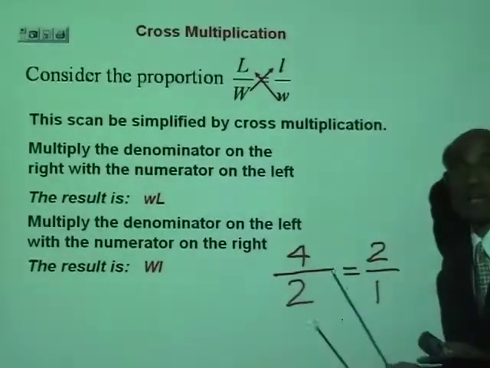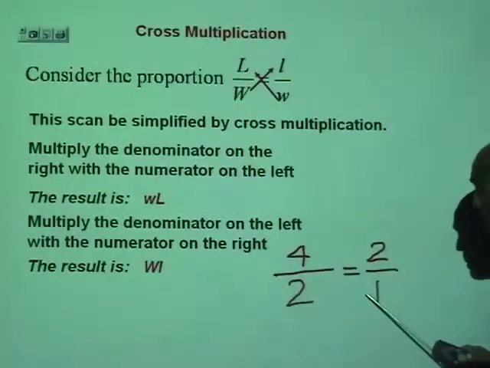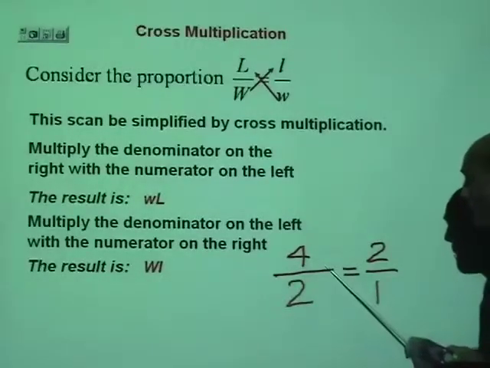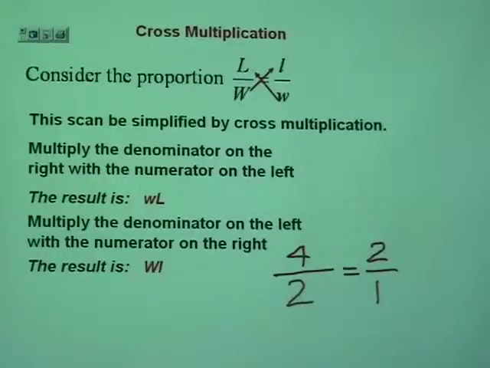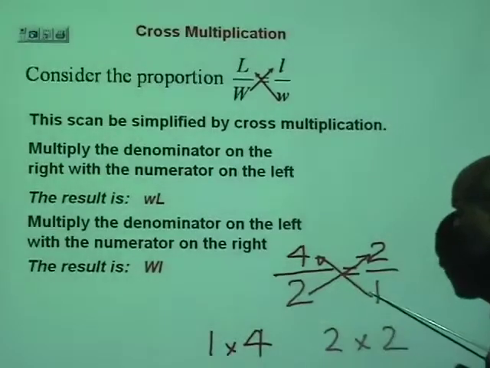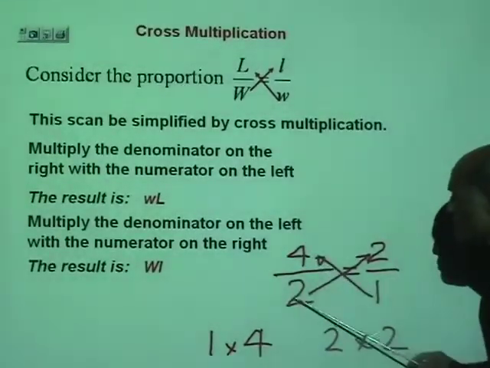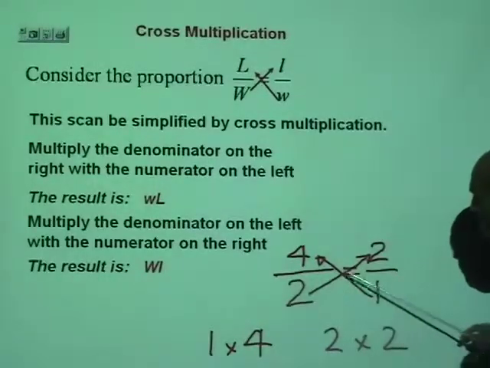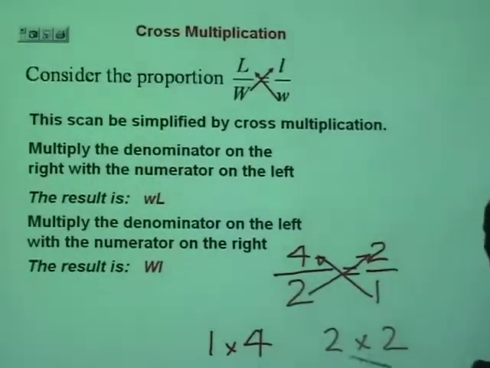How do we cross multiply here? Now, the denominator on the right multiplied by the numerator on the left, what does that give you? 1 multiplied by 4 equals 4. Is that right? 1 multiplied by 4 equals 4. And what is the other cross product? 2 multiplied by 2. Now, if you look at this, 1 multiplied by 4, that is this cross product, and 2 multiplied by 2, which is this cross product, are exactly the same.